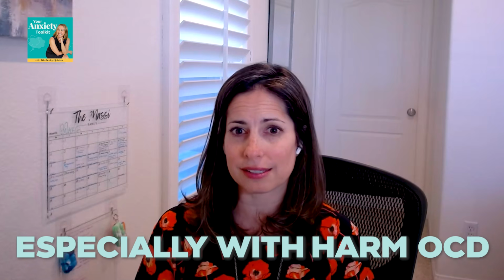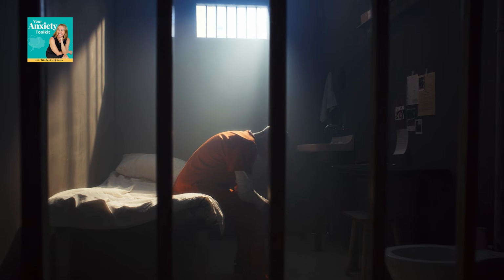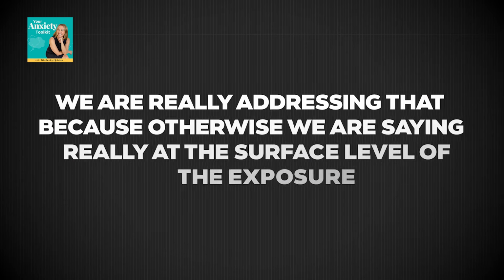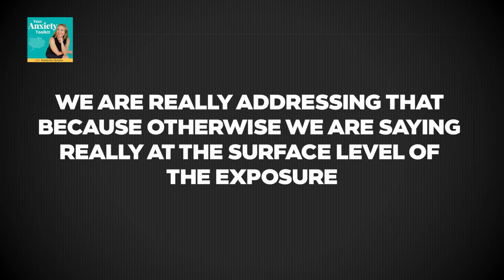And we see that a lot, especially with harm OCD subtypes of I've done this terrible thing, or people will think or find out that I've done this terrible thing and nobody will want to be around me. My family will abandon me and I will be alone. I'll die destitute, all the things, right? And so I've categorized everything down to those 4 core fears. And when we do exposures, we want to make sure that we're really addressing that, because otherwise we're staying really at the surface level of the exposure.